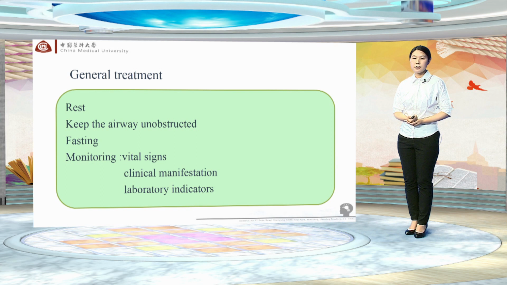They should be fasted during active bleeding because eating may worsen the condition. The doctor should monitor the patients closely, monitoring changes in vital signs, clinical manifestations such as hematemesis and black stool, urine volume, and consciousness, and laboratory indicators, for example, the changes of HB, RBC, HCT, and urea nitrogen.